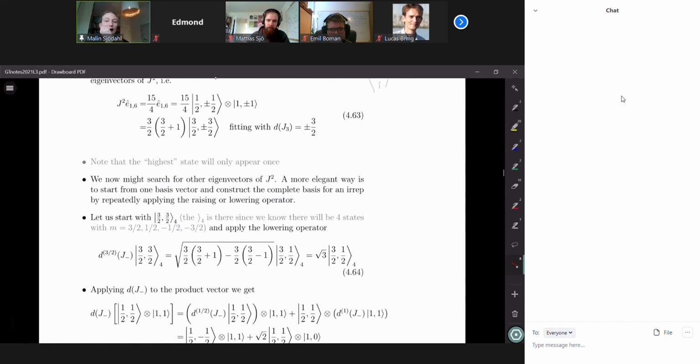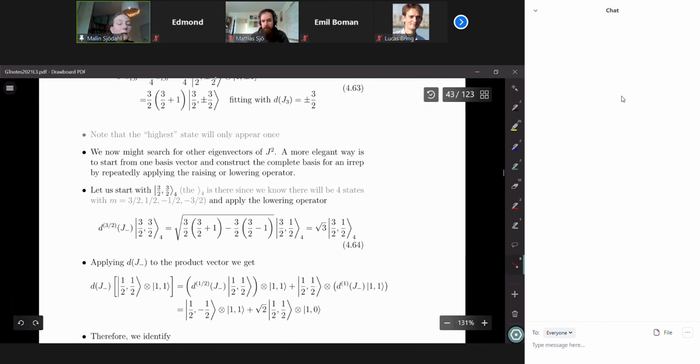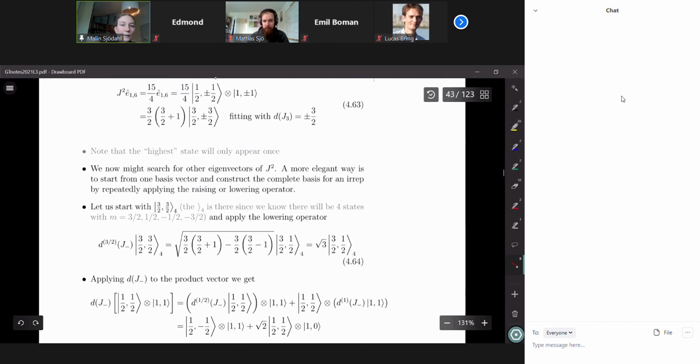We want the others, and one could of course attempt to identify more eigenvectors of J squared. But a more direct way of obtaining all the eigenvectors would be to act with J minus. So we know the form of J minus because we have calculated the form of J minus with this direct sum product. So let's act with J minus on this state here, 3/2, 3/2.